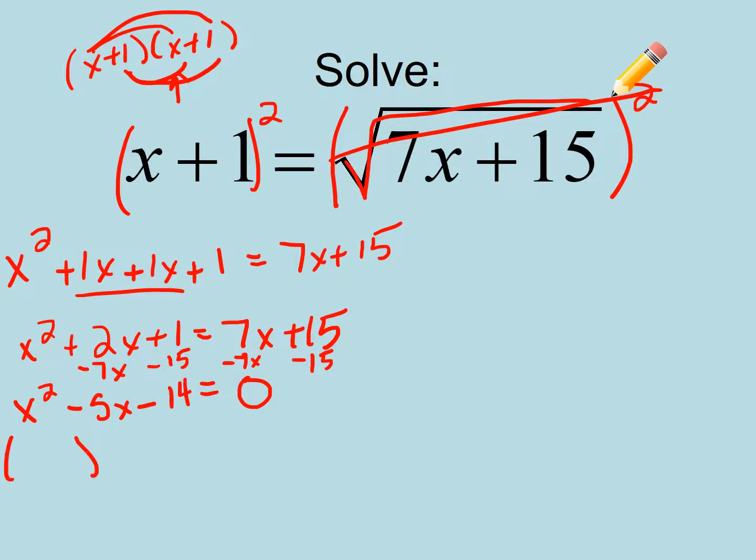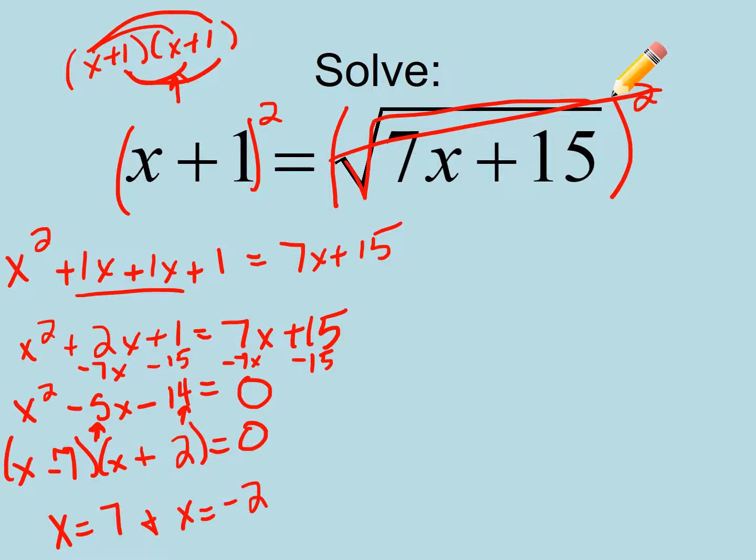So now we have to use our trinomial patterns to figure out how to factor x squared minus 5x minus 14. So x goes in front. Now we need to figure out two numbers that multiply to negative 14 and add to a negative 5. Well, that's going to be 7 and 2, and in order for the 5 to stay negative, I'm going to have a negative 7 and a positive 2. So if I set both of those factors equal to 0, I get x is equal to 7 and x is equal to negative 2.